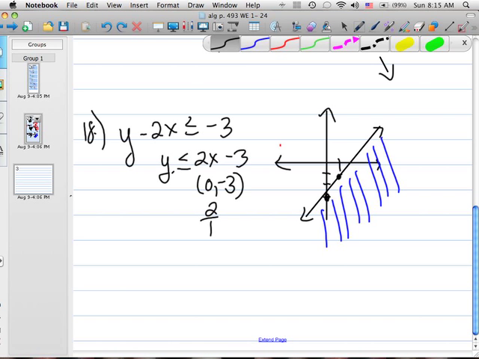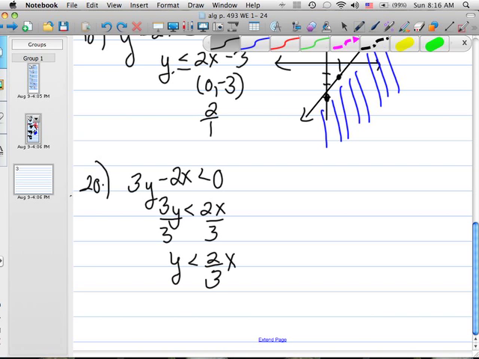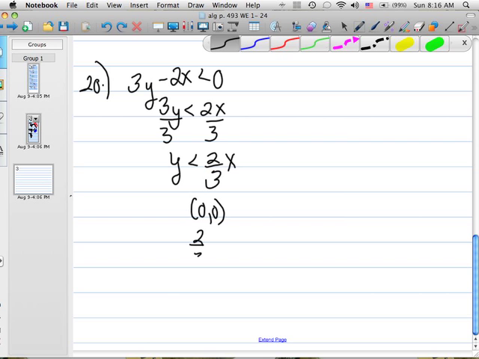Problem number 20. We have 3y minus 2x is less than 0. We have to get that in terms of y, so add the 2x to both sides, we get 3y is less than 2x. Divide by 3, and we get y is less than 2/3 x. Since there's no number here, our intercept is 0, 0, and our slope is 2/3, which means up 2, right 3.